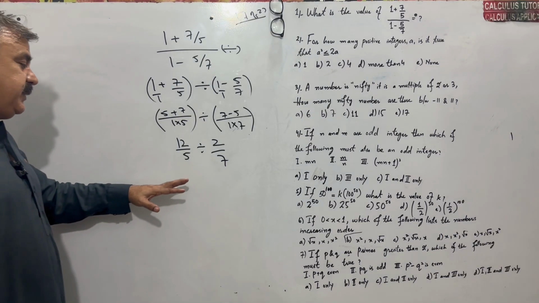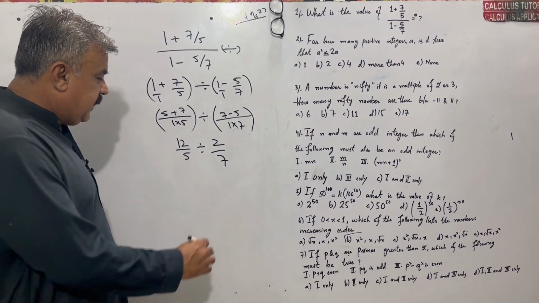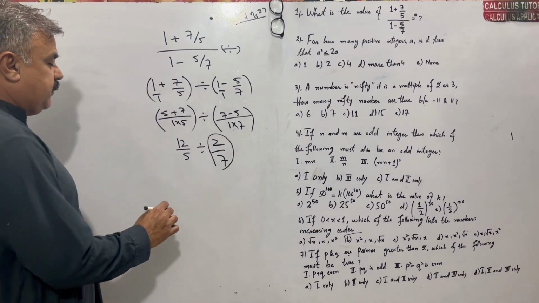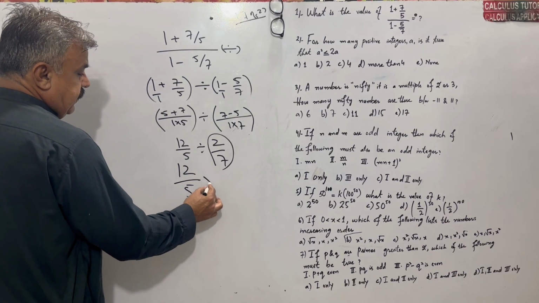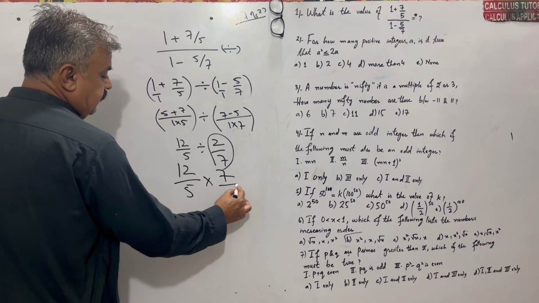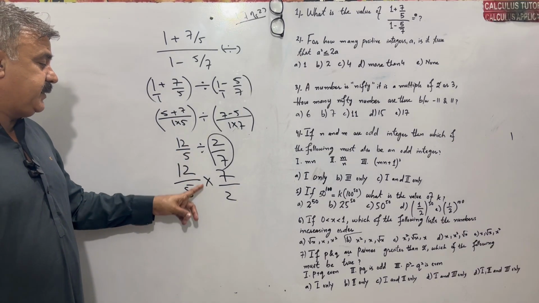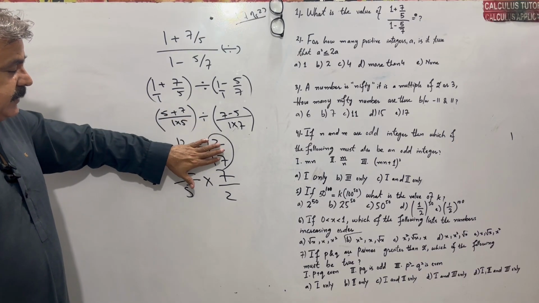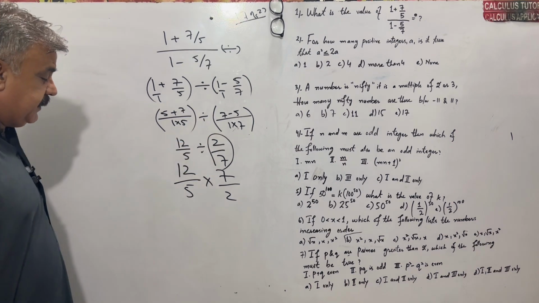To calculate this, convert division into multiplication, and whatever is present after division, take its reciprocal. So it can be written as 12 over 5 times 7 over 2. We have converted division into multiplication and taken the reciprocal, inverted, upside down. We have taken its multiplicative inverse.